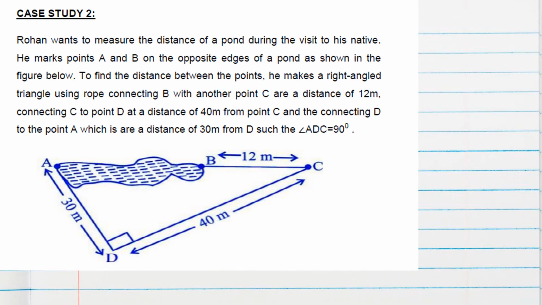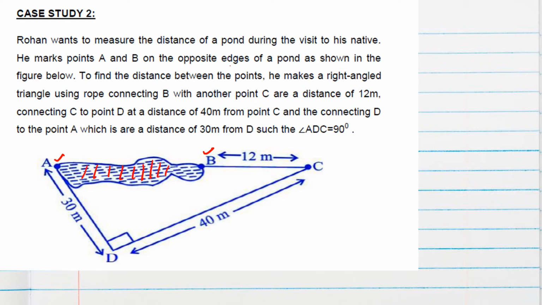Case study 2 from the chapter Triangle. Rohan wants to measure the distance across a pond during a visit to his native place. He marks points A and B. A and B can be seen on the opposite edges of a pond as shown in the figure. Okay, this is the pond, so A and B he has marked.